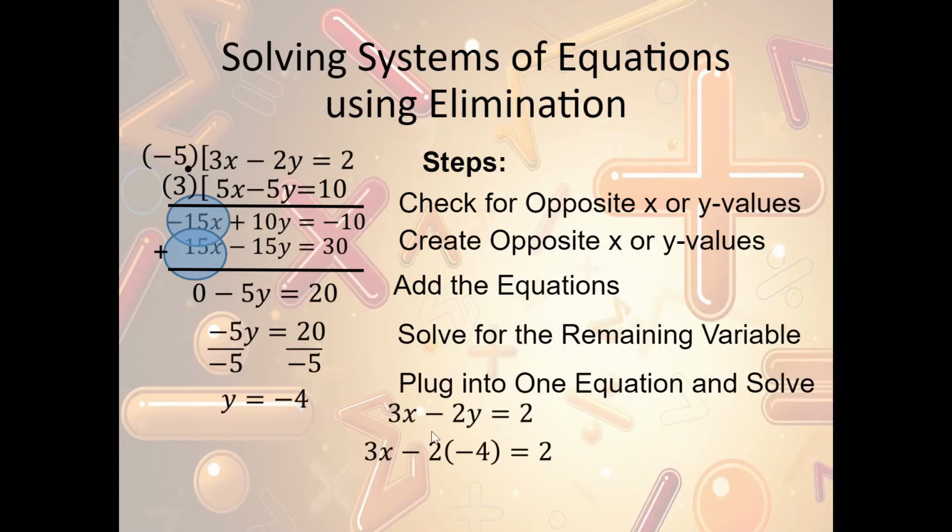Then we'll combine these, so we have negative 2 times negative 4 is positive 8. So we get 3x plus 8 is equal to 2. Subtract 8 from both sides. And we're left with 3x is equal to 2 minus 8 is negative 6. Divide both sides by 3, and we get x is equal to negative 6 divided by 3 is negative 2.